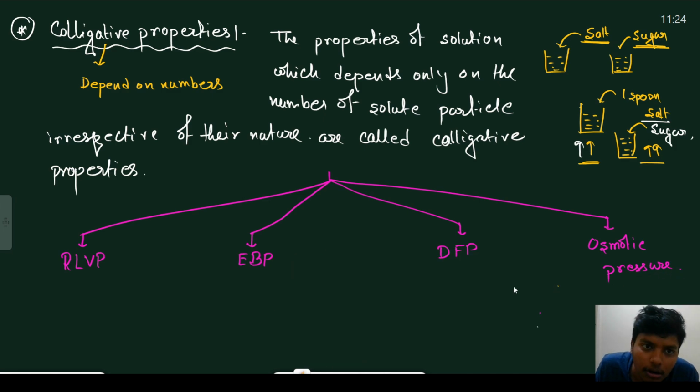Apart from them, there are many colligative properties. But these four properties we will mainly discuss in this chapter. Clear? So understood what is colligative property? Colligative property means those properties which depend only on the number of solute particles, and don't depend on the nature of the solute particle. Okay. So first is called relative lowering of vapor pressure.